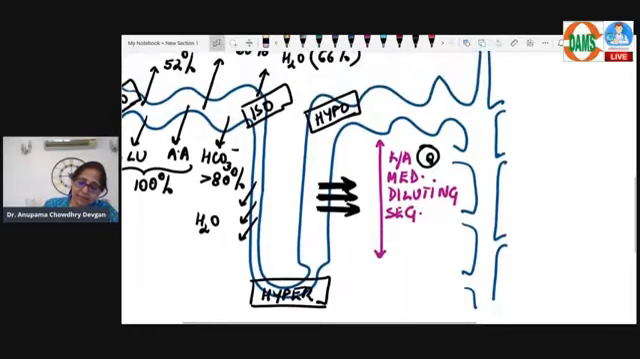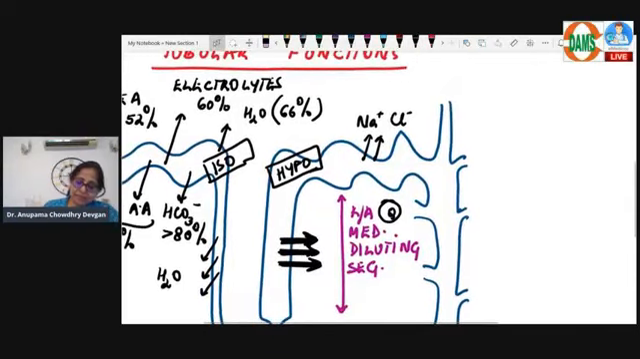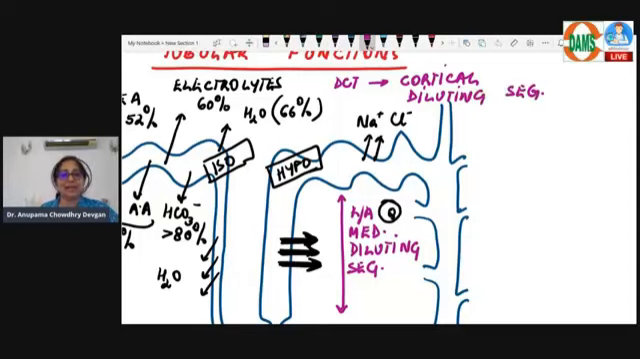In the DCT, there is going to be more absorption of solutes as compared to water. No absorption of water, only absorption of solutes in the DCT. So in fact, the DCT is also known as the cortical diluting segment. Why cortical? Because DCT lies in the cortex.